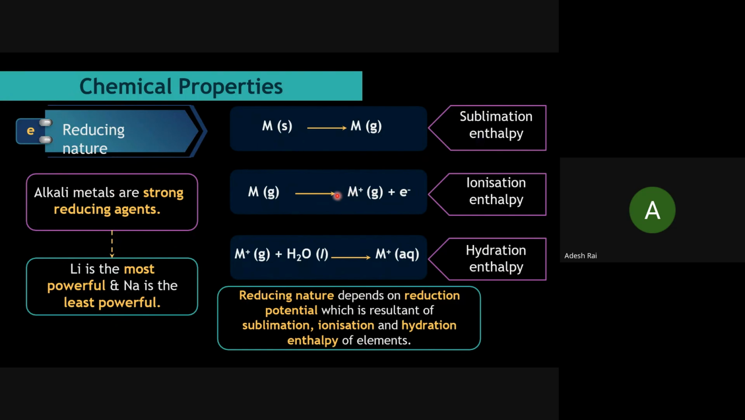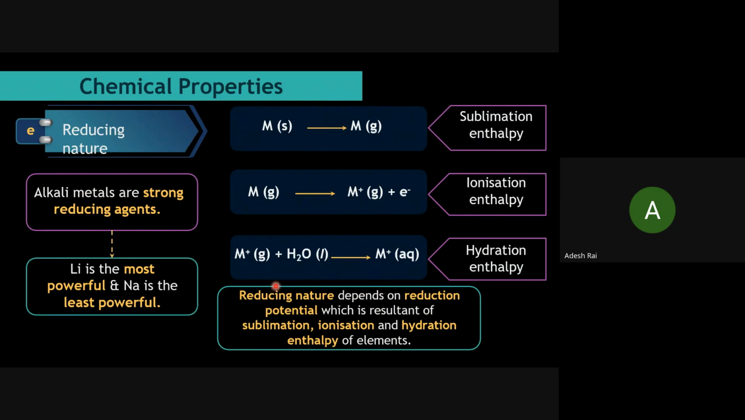Okay. Now, after that, what will happen? This metal ion, M plus, will now undergo hydration and form an aqueous metal ion. Now, what do we say? We say that reducing nature depends on reduction potential. See that E naught value which we studied at that time. The higher the negative E naught value, the higher is the reducing power. Is that clear? This reduction potential is nothing but E naught only, which we discussed in previous slides.